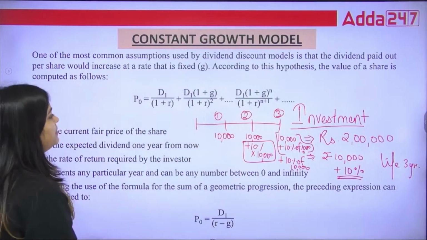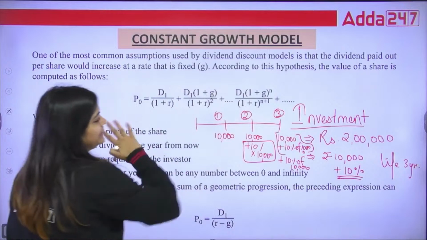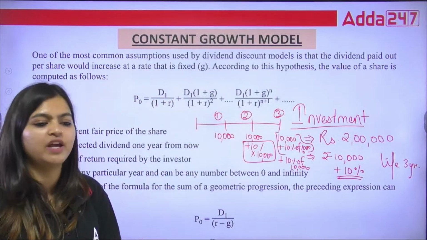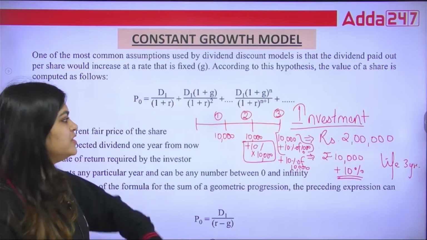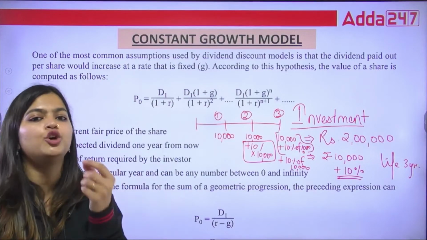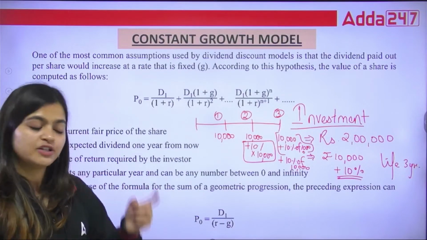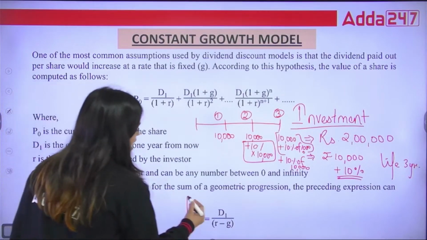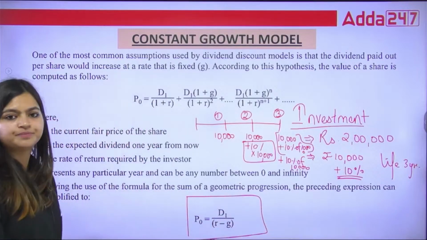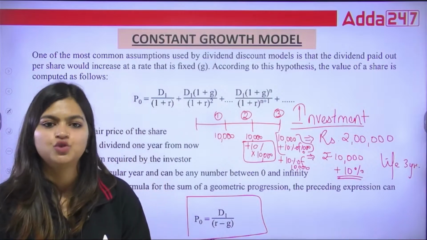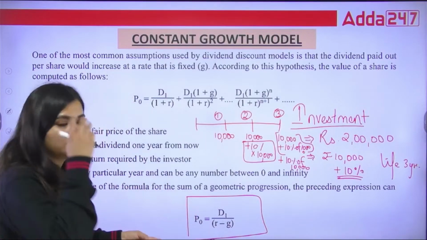What is the formula? Please don't retain this type of formulas, because these are very, very lengthy formulas. And in exams, we have only 2 hours. So you cannot use these formulas for just one question which is having 2 marks or less than that. So for that, we need to be very smart. So we are going to use this formula: P0 equal to D1 divided by R minus G. I'm going to tell you what all these things are.